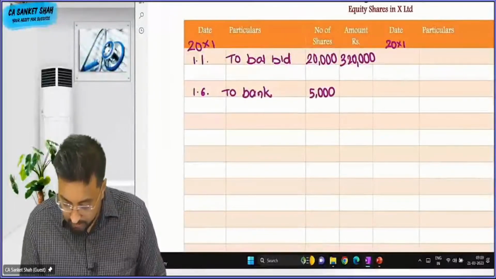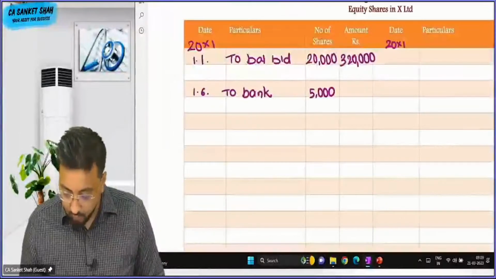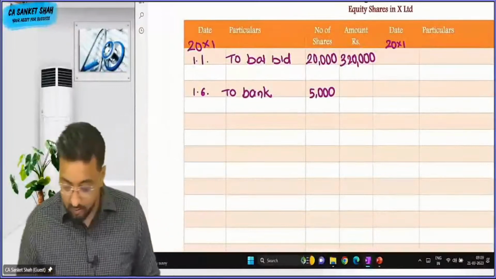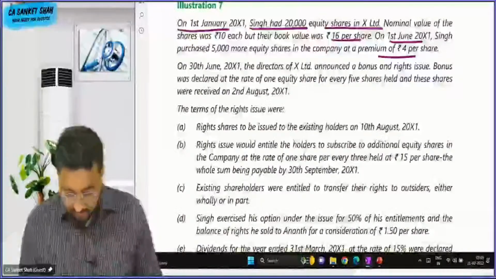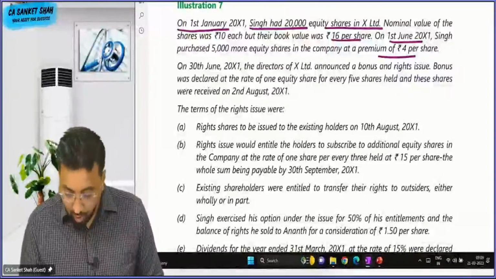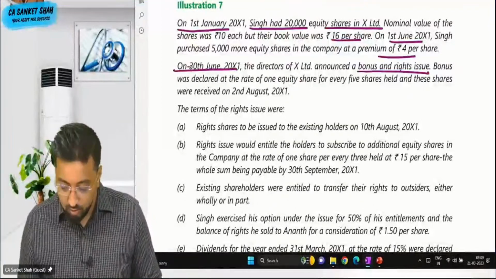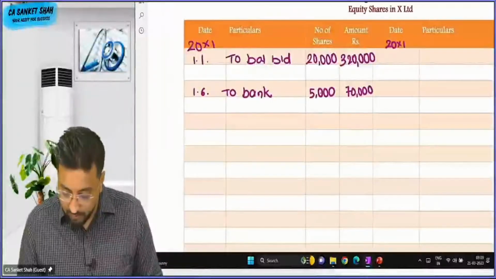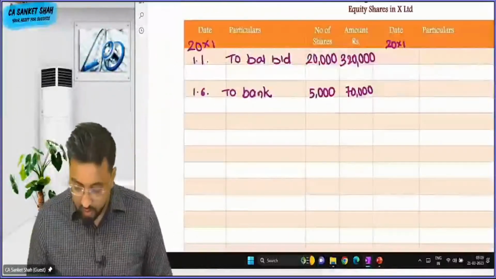5,000 shares at rupees 4 per share premium, so 14. So this is 70,000, these are additions. On 30th June, they declared the bonus and right issue. Bonus was declared 1 share for every 5 shares. Now how many shares do I have? 25,000. And these shares were received on 2nd August.